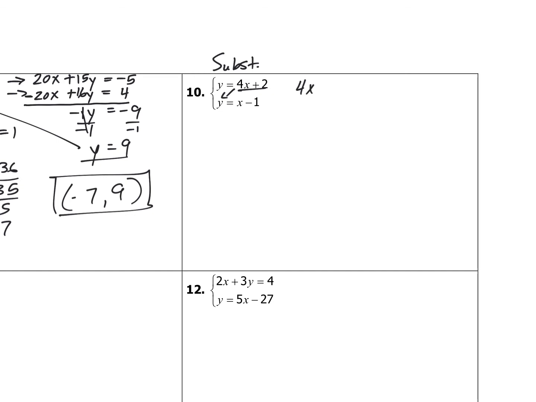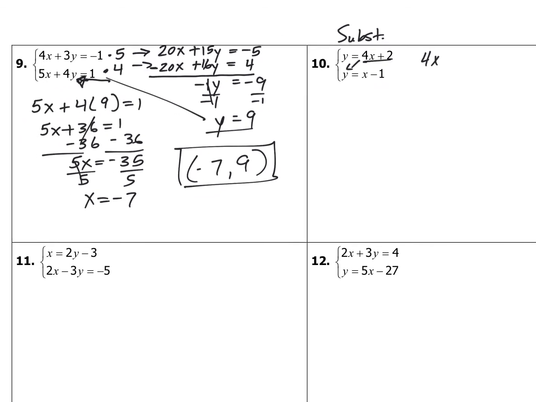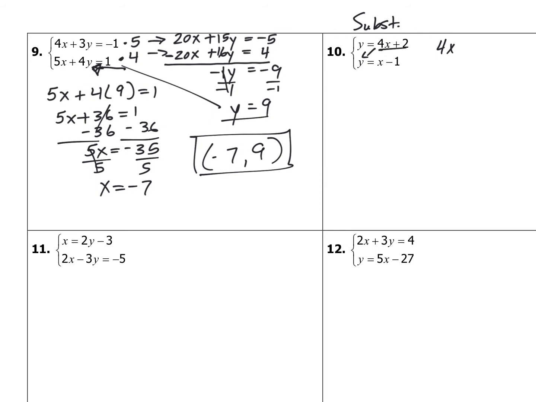Now, the reason I knew this was the technique I wanted to use is because in both of these equations, it's already solved for y. So I already know what y equals. I don't have to do any work. Look at number 11. The first equation is already solved for x. So I can take what x equals and substitute it in for x in the second equation. Same thing with number 12. The second equation is already solved for y. So I can take what y equals and substitute it for y into the first equation. This is kind of how you know what's easiest to do and when. If it's already solved for a variable, just take that and substitute it, okay?